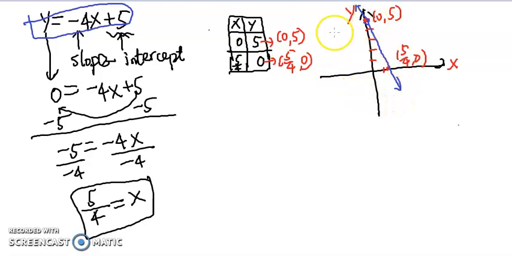So let's take a look at the number 5 here. The number 5, as you can see, is exactly the y coordinate of the point where the line intersects the y-axis. That's why we call it the y-intercept.